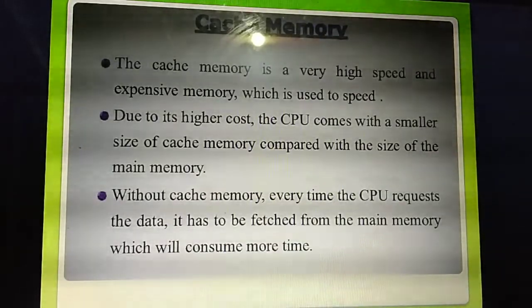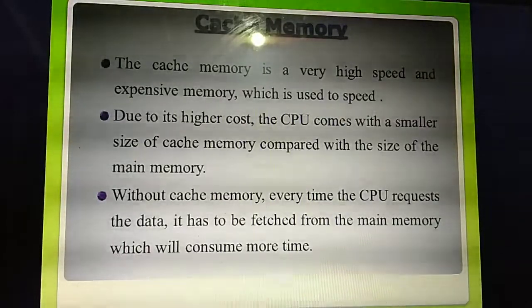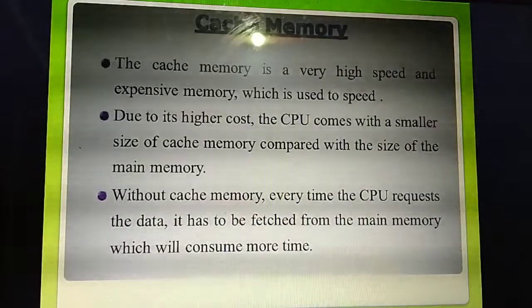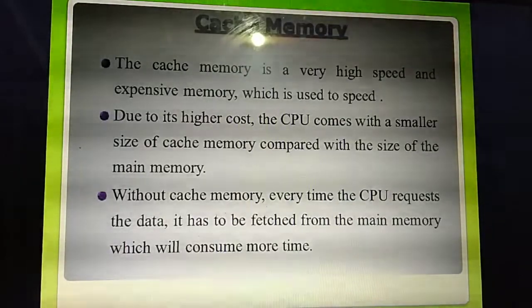Instead of going to the main memory, if the same details are stored in cache memory, I can immediately fetch them from the cache memory. Do I need to go to main memory to fetch the details? No, because those details are present in cache memory itself. So directly I can get the information from cache memory. Understand? This is the concept of cache memory.